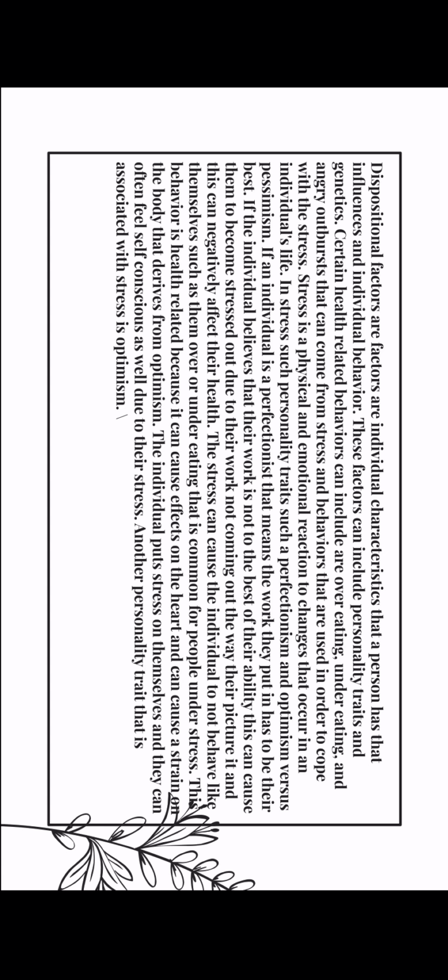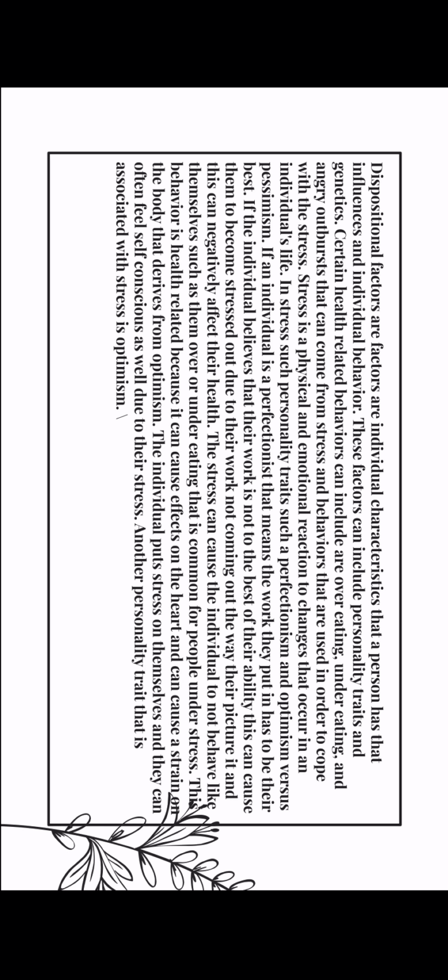That's one of the main issues that allows someone to become more stressed, because if things don't go their way, they become stressed and think that their work isn't going to be perfect, and it can actually negatively affect them. Stress can cause an individual to not behave like themselves, or to undereat or overeat. It is common for people under this stress to not eat because they're stressed, or to overeat because they're stressed, so they binge eat.